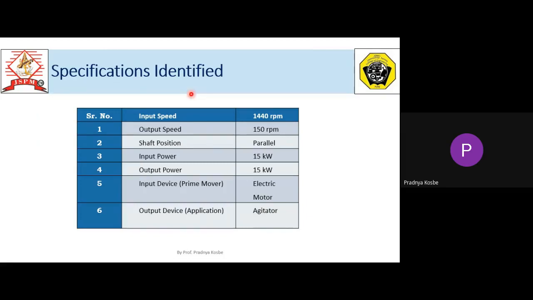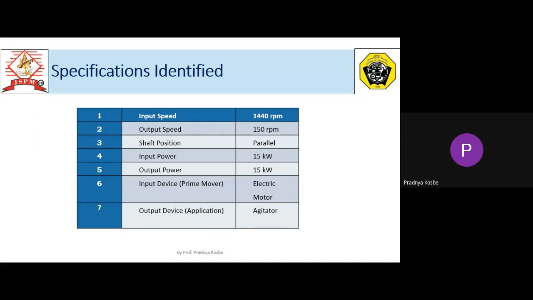So here specifications identified: input speed 1440 rpm, output speed 150 rpm, shaft position parallel, then input power 15 kilowatt, then input device electric motor, and output device is agitator. Correct? So output device is agitator.